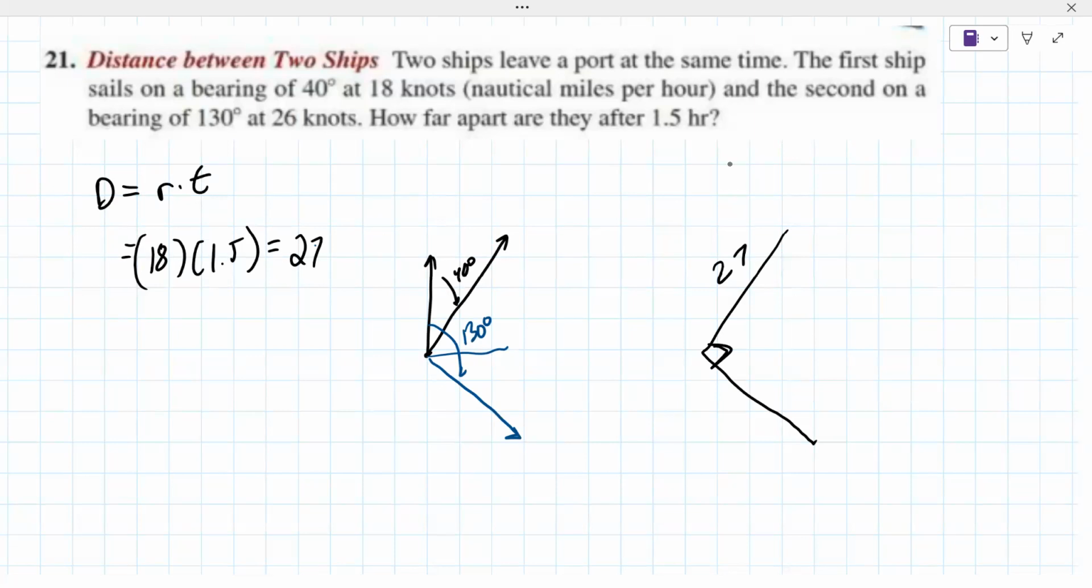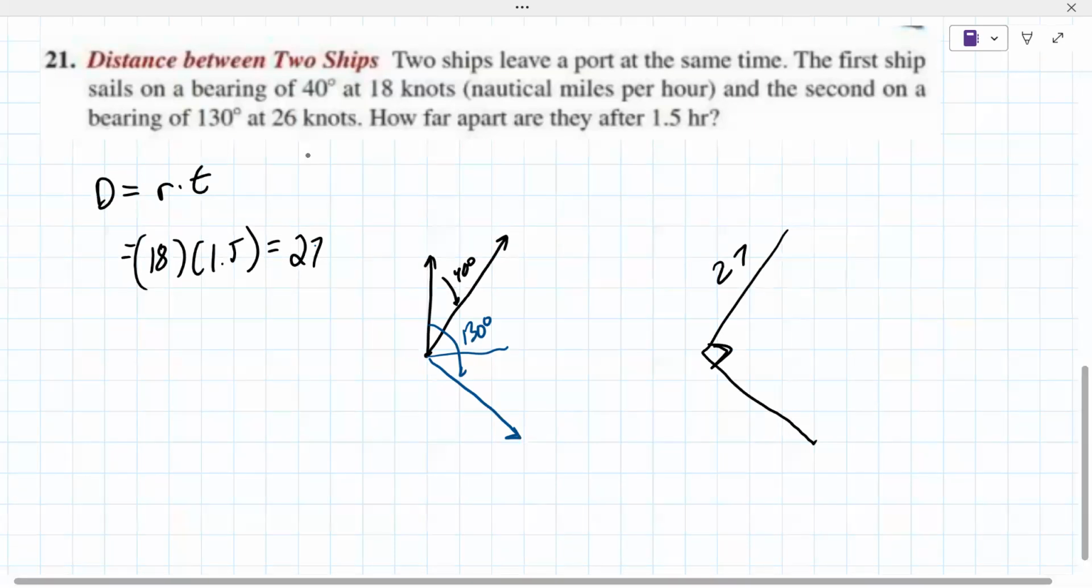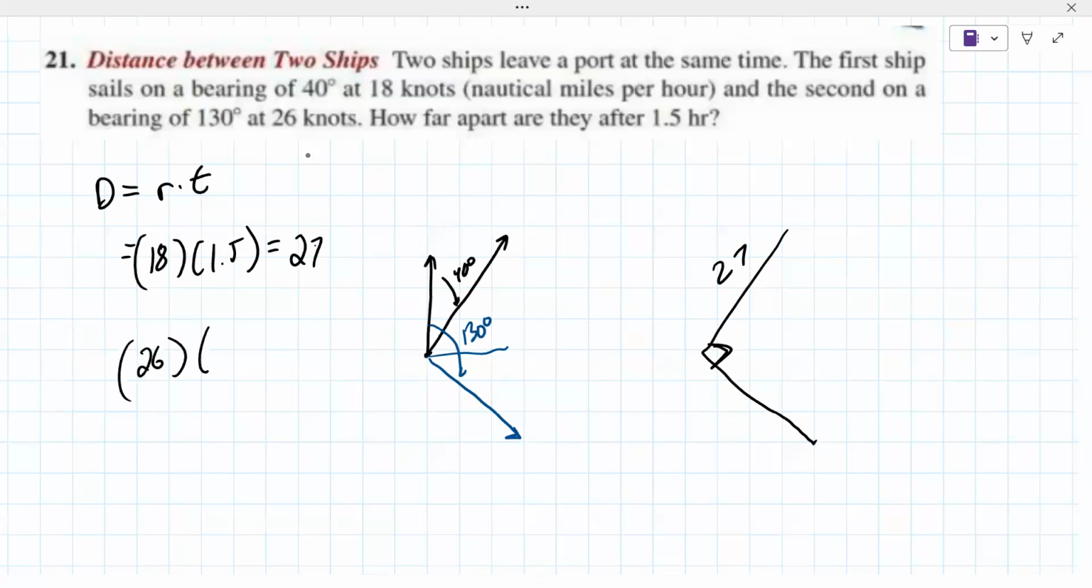Okay, the same thing applies to the one going 26 knots, because it's going also 1.5. 39. And so now there's some distance between them, which is the hypotenuse. So I would just use the Pythagorean theorem to solve for the hypotenuse.